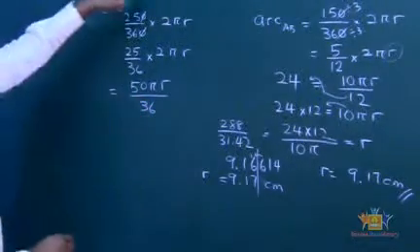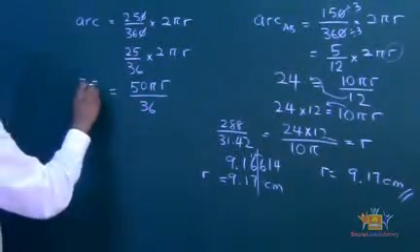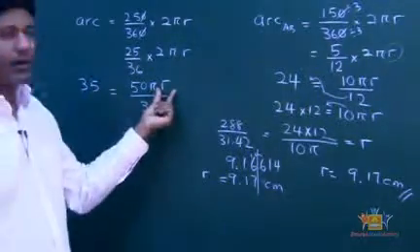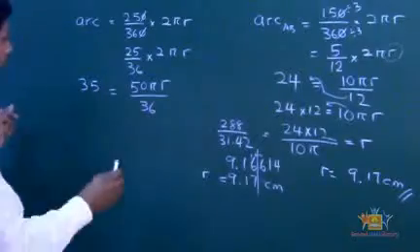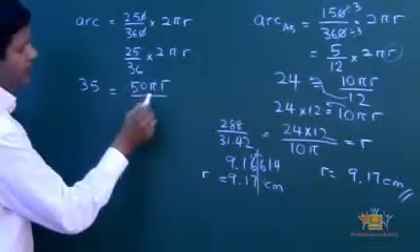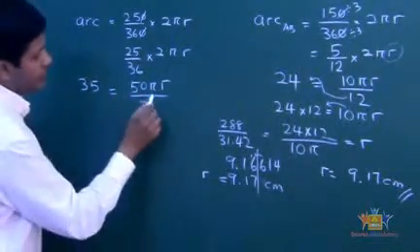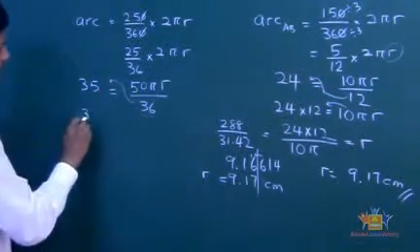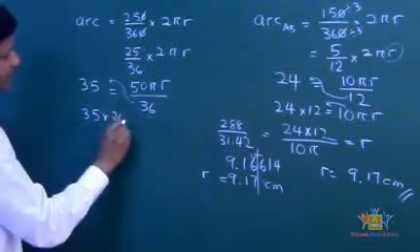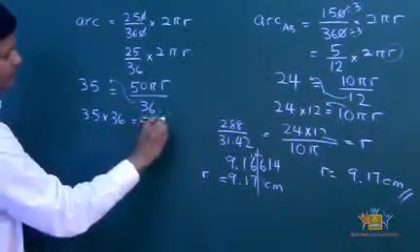And now you know the arc is what? 35. So 35. Now solve for r. In other words, isolate everything surrounding r. So who's got to go? 36 has got to go. But look at what 36 is doing to r. It's dividing. Division crossing the bridge becomes multiplication. So 35 times 36 equals 50 pi r.